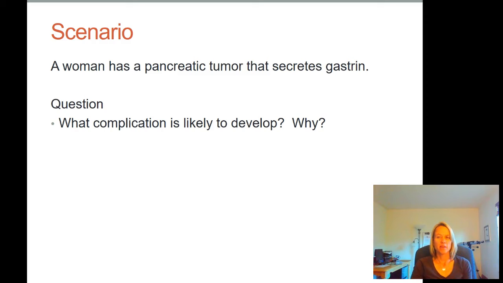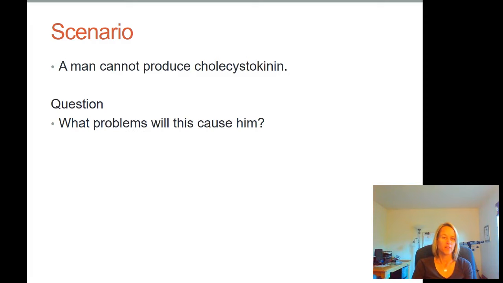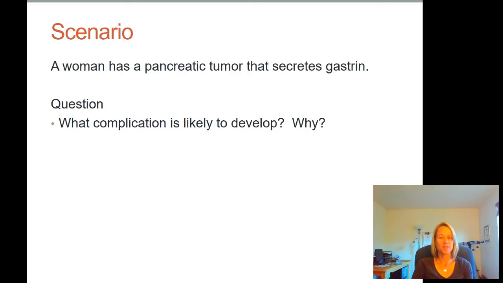A woman has a pancreatic tumor that secretes gastrin. What complication is likely to develop? Now, we haven't talked about gastrin, but gastrin is a hormone that stimulates secretions by parietal cells of the stomach. So they're going to secrete more hydrochloric acid. So if you guessed ulcer, that would be correct.